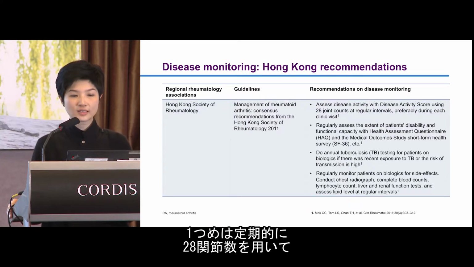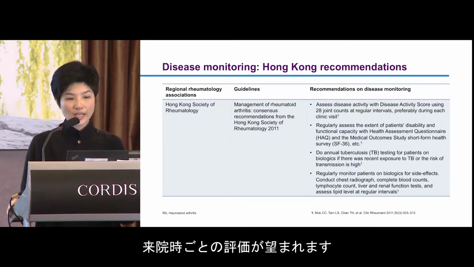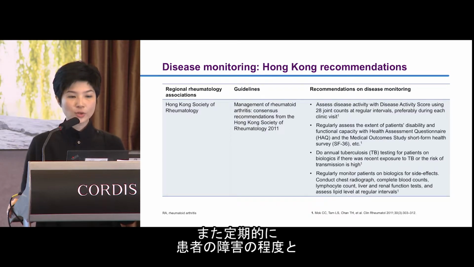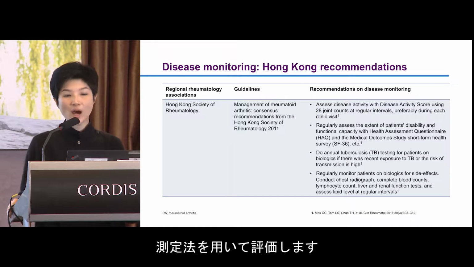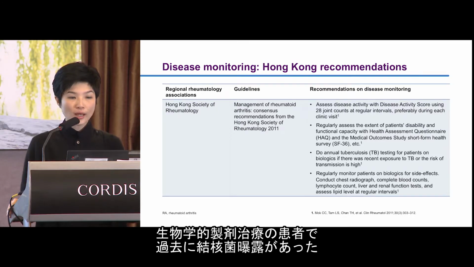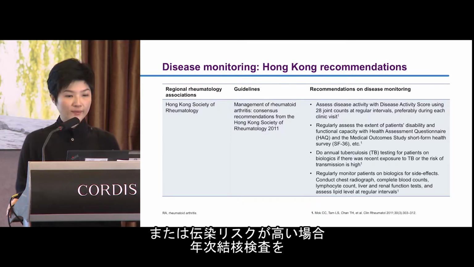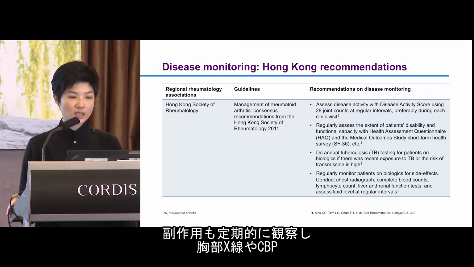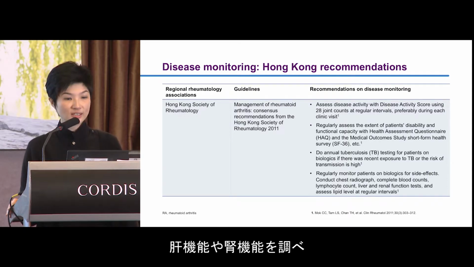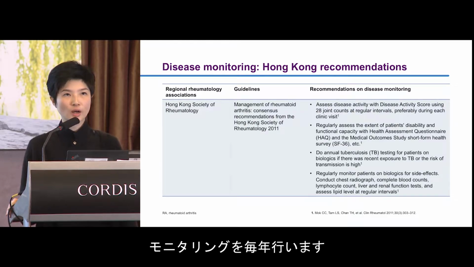Firstly, assess the disease activity with the DAS score using 28 joint counts at regular intervals, preferably during each clinic visit. It also recommends regularly assessing the extent of patient disability and functional capability with the HAQ and other outcome measures such as SF36. We do annual TB testing for patients on biologics if there was exposure to TB or the risk of transmission is high. We also recommend regularly monitoring patients on biologics for side effects, conducting chest X-ray, CBP, liver and renal functions, and annual monitoring of the lipid profile.